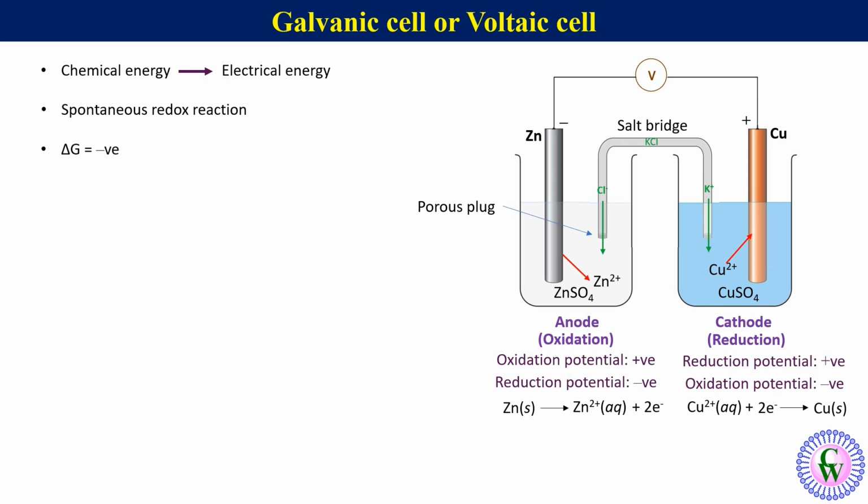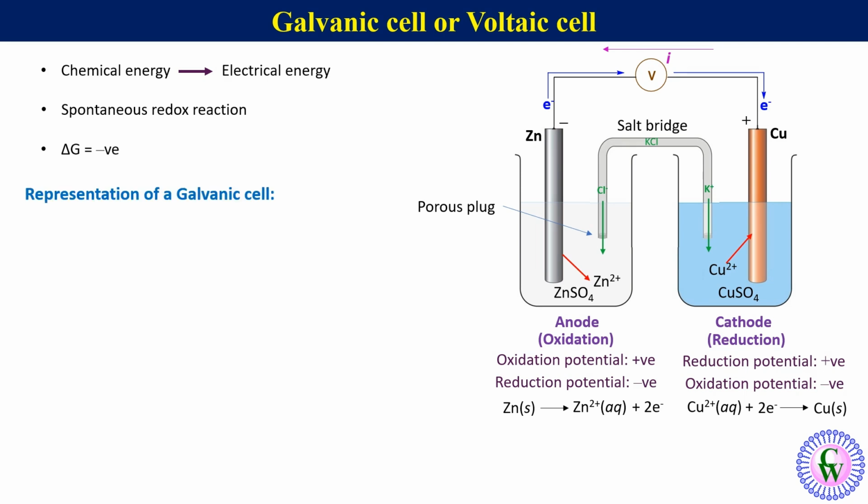Since electron flow occurs from negative pole to positive, in a galvanic cell, in the outer circuit, electron flow will occur from anode to cathode. Since flow of current is opposite to the flow of electrons, in the outer circuit, current will flow from cathode to anode.